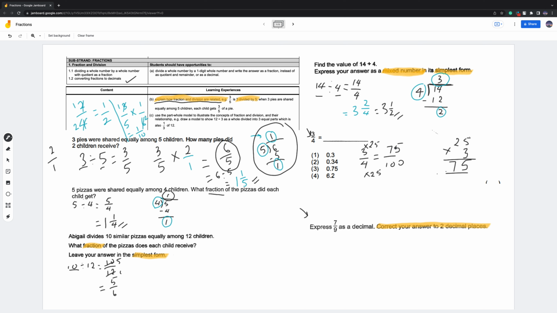Now we've done that part. The second part will be to divide 75 by 100. Okay, how do we divide 75 by 100 without a calculator? Look at the number of zeros in 100. There are 2 zeros there.